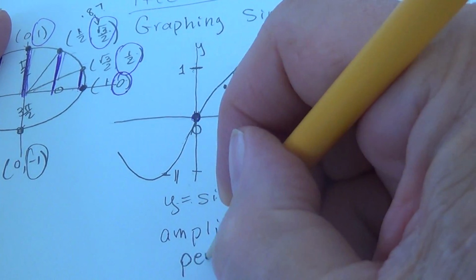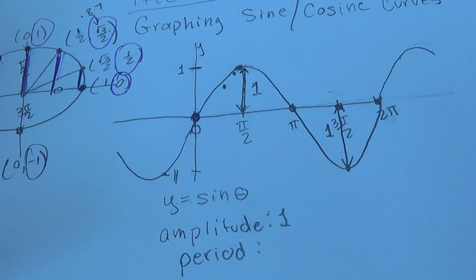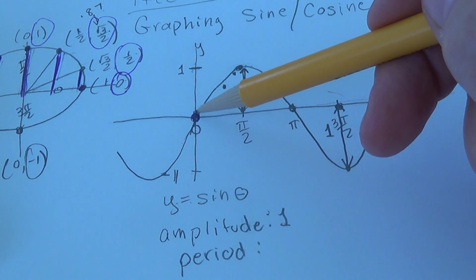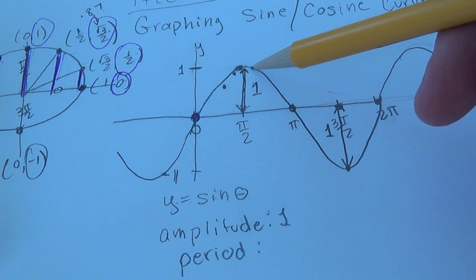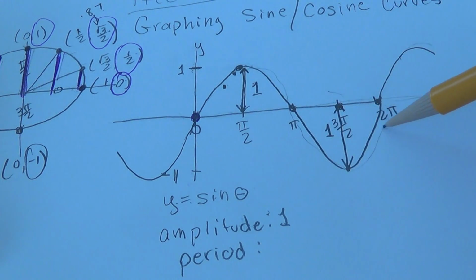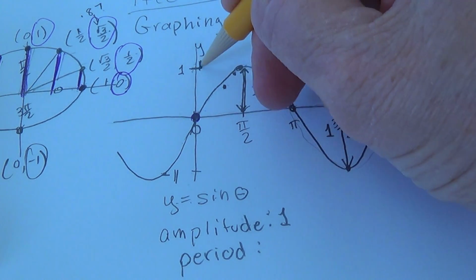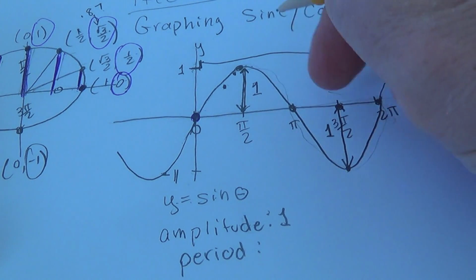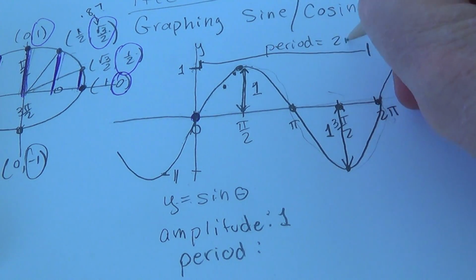And then the other aspect we need to understand about the sine curve is called the period. And the period refers to how many radians it takes for the sine curve to complete one cycle. So one cycle is one mountain and one valley, and then it starts to repeat itself. So that is called its period. So it started here and it ended here. So we say the period is 2 pi.